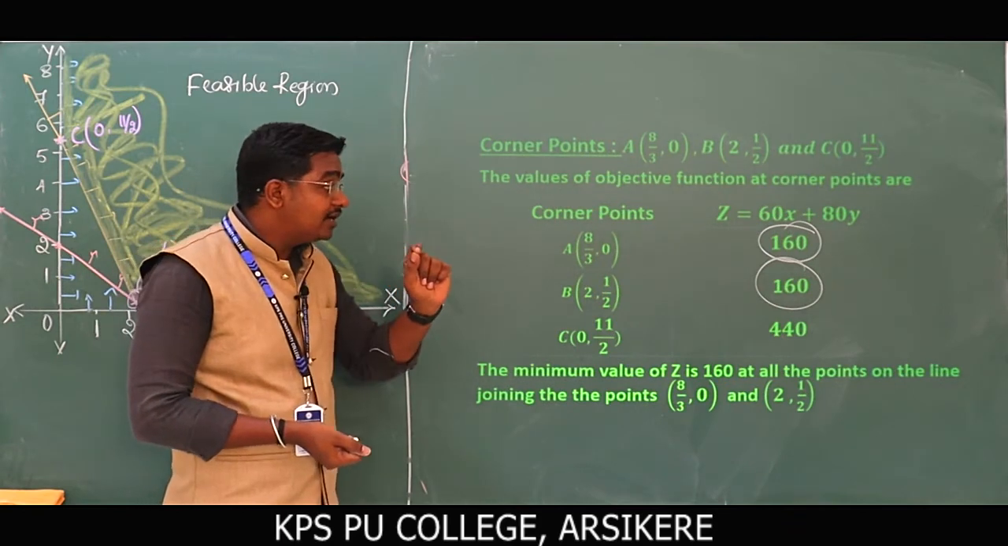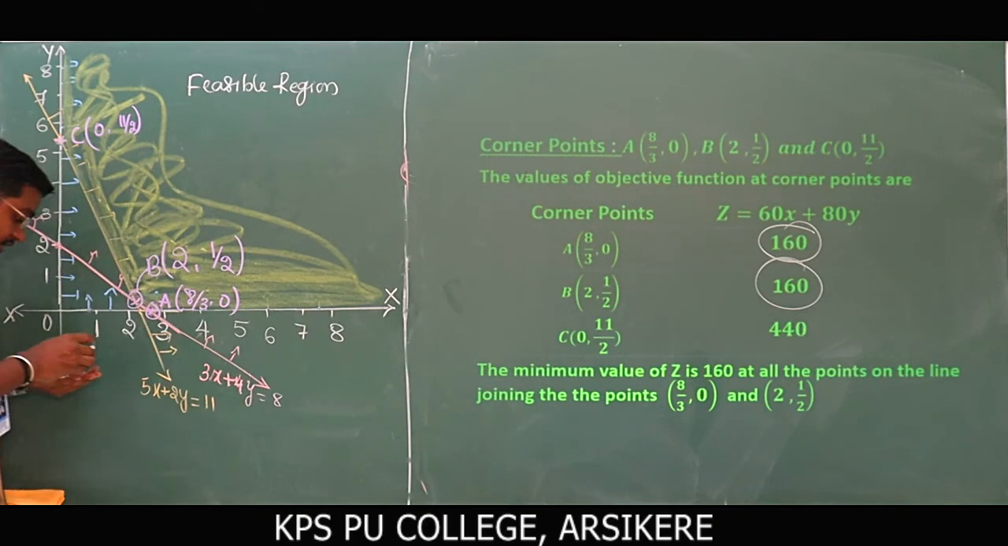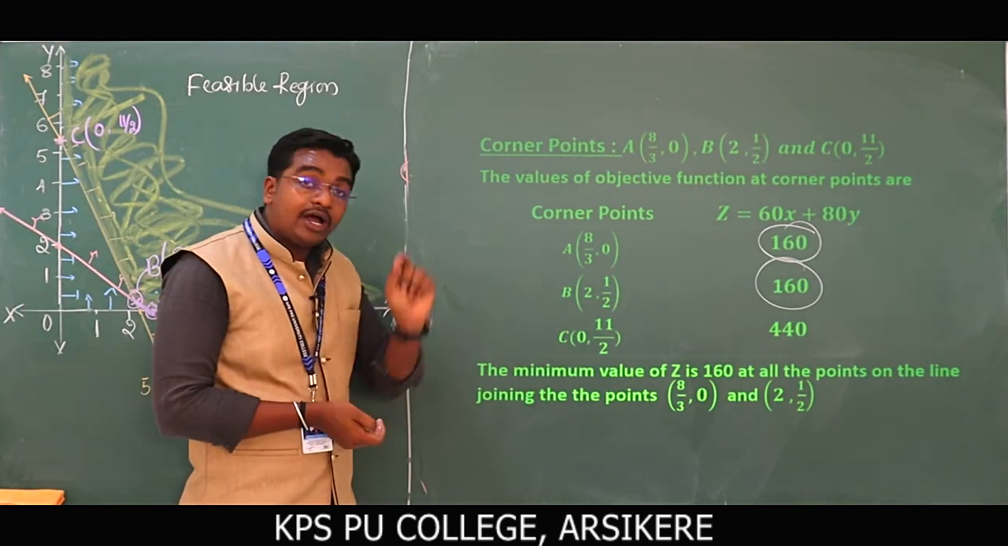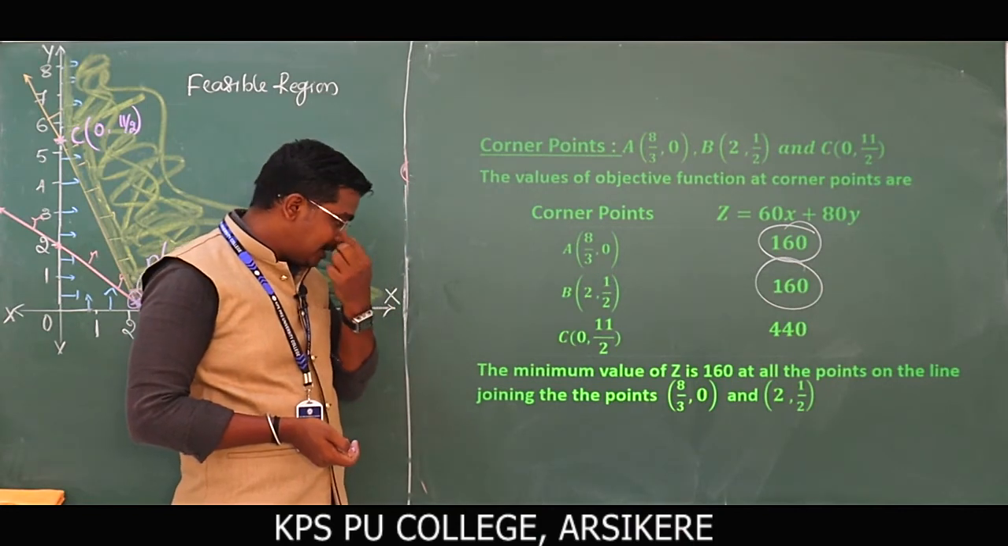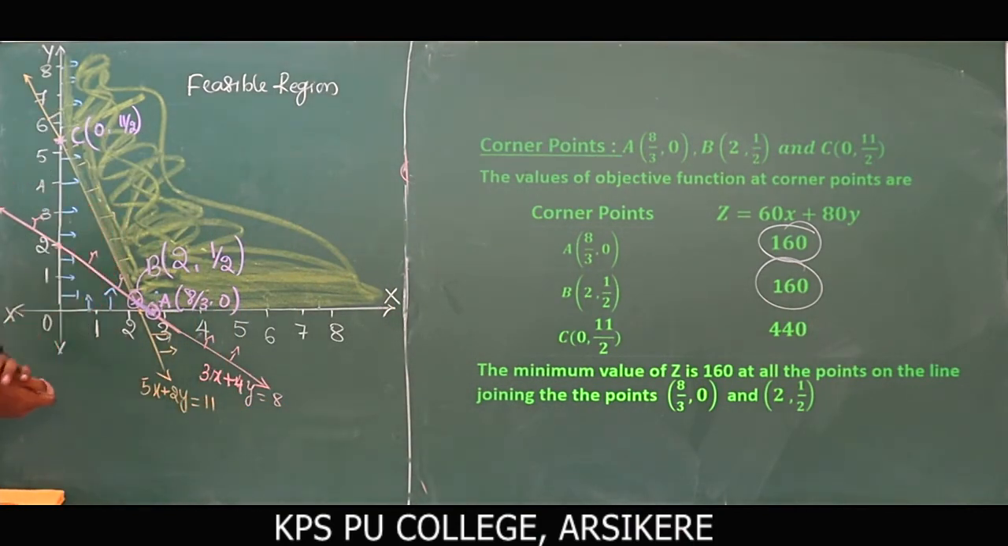It is attained at two points. Not only two points, but on the line joining these two points, point A and B. Each and every point on this line gives the minimum value to the objective function. The minimum value of the objective function is 160 at all the points on the line joining the points 8 by 3 comma 0 and 2 comma 1 divided by 2.